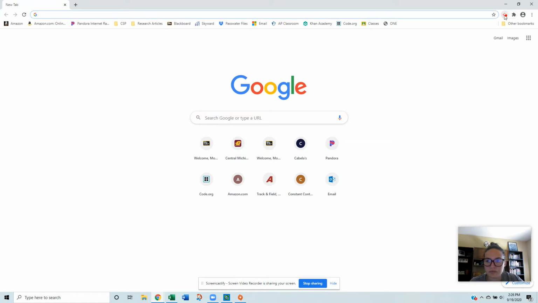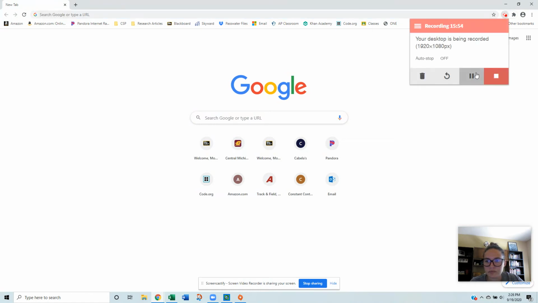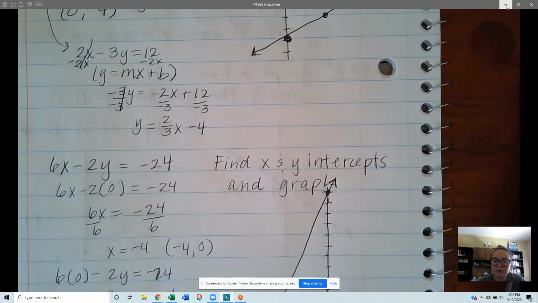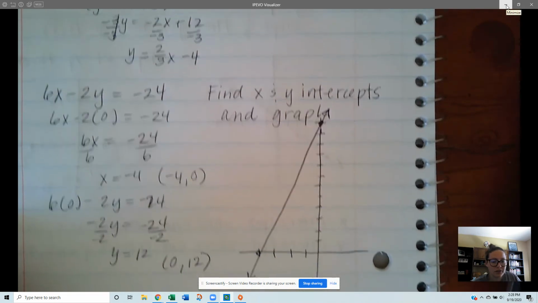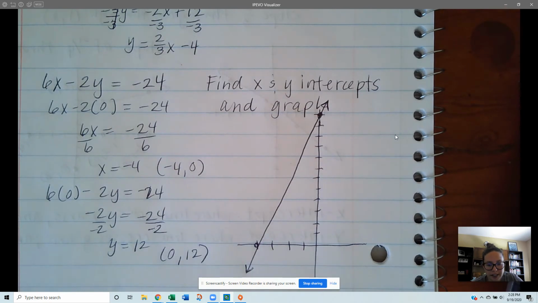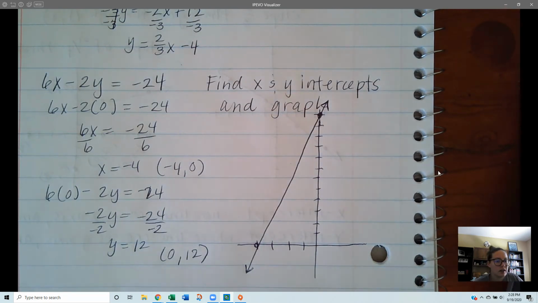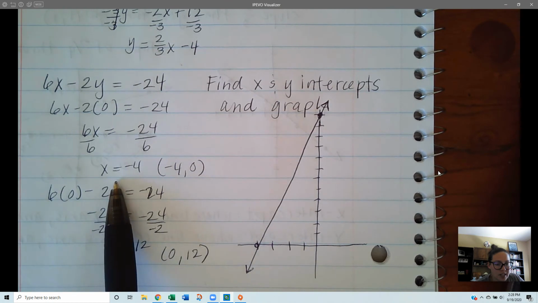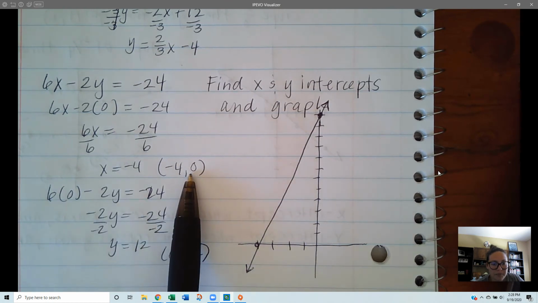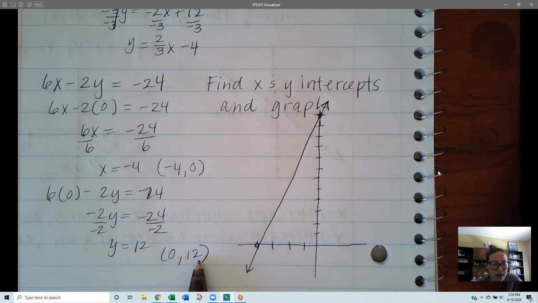All right, hopefully you were able to find that we are going to have an x-intercept of negative 4 and a y-intercept of 12, and then we can plot those 2 points to find the line. If you got it wrong, go back, pause the video, and look through my work to see what went wrong. If you're still confused, make sure you ask questions when we're back in class. All right, moving on.